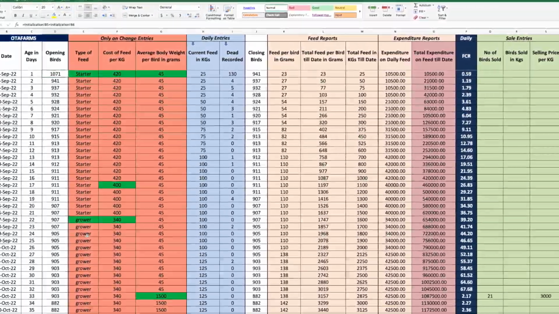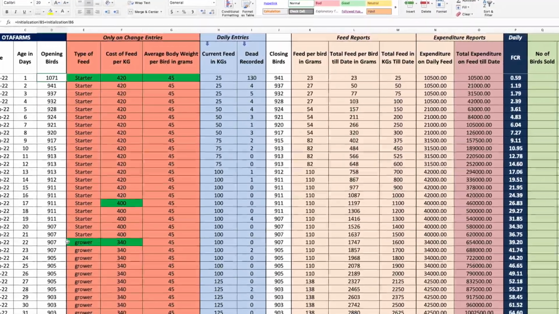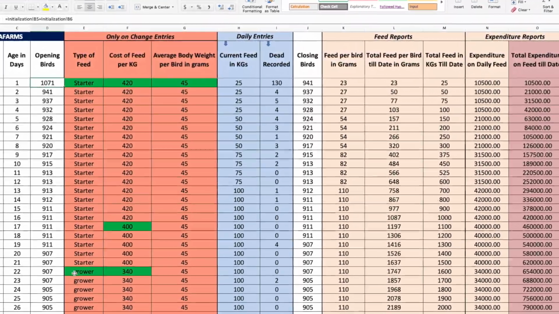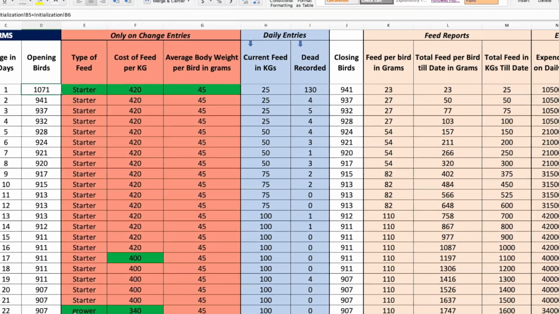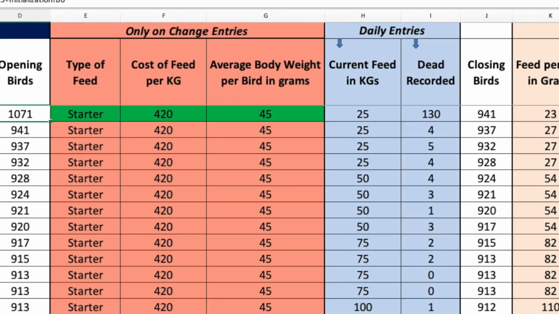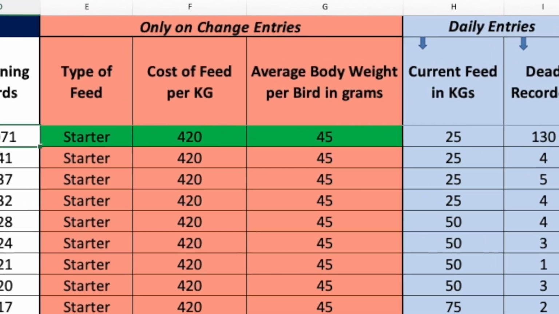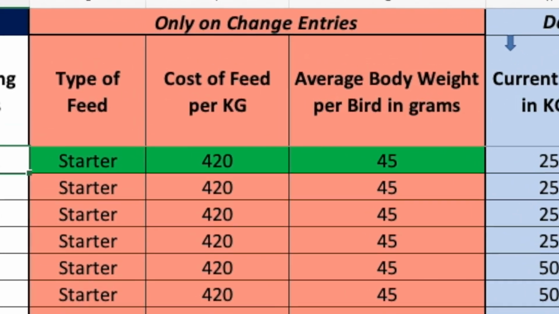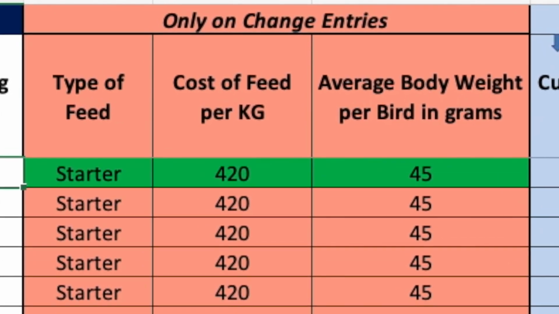The starter feed, right? The type of feed, we give starter feed from day 1 to day. We start at this particular juncture, we were doing 3 weeks brooding. So from day 1 to day 21, we administer the starter feed, and then from 21 to the sales of the birds, we administer the grower feed.